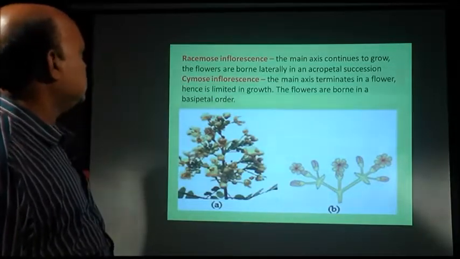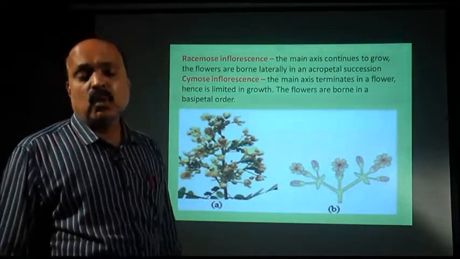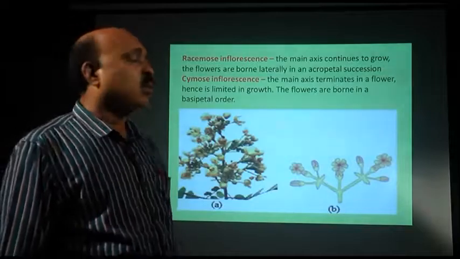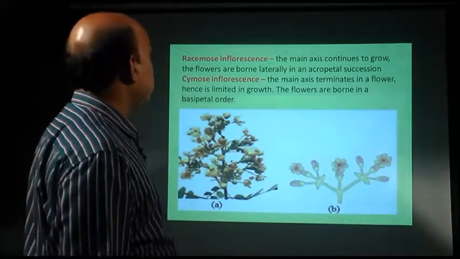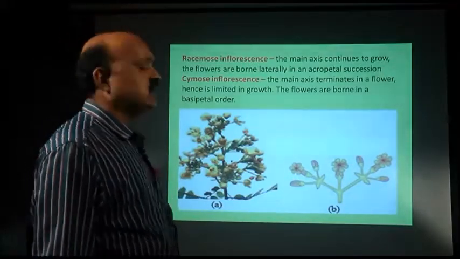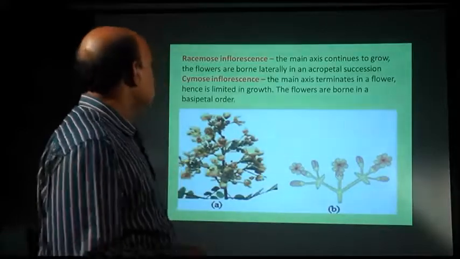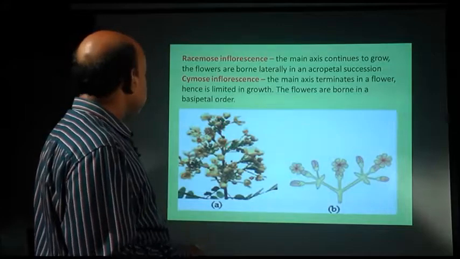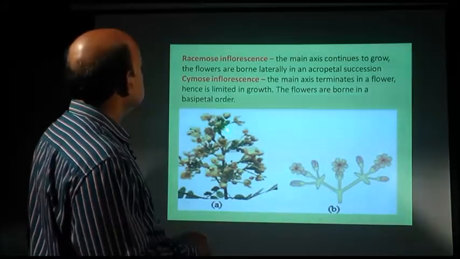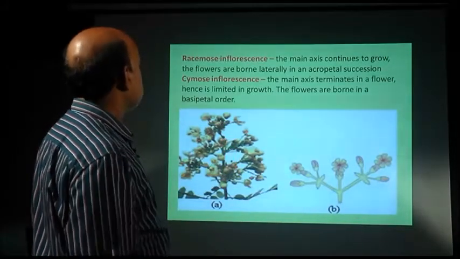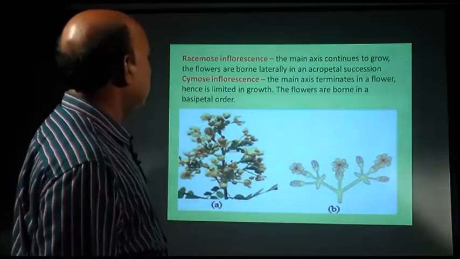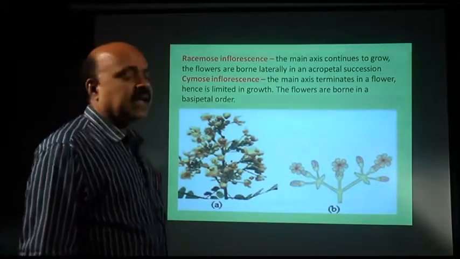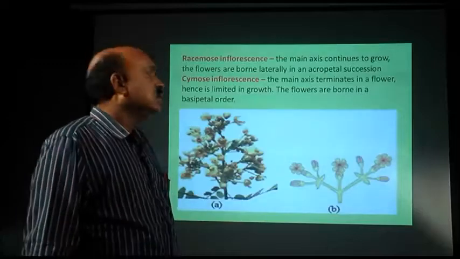Now the question is, acropetal means older at the base, that is, older florets or older flowers at the base and younger florets or younger flowers towards the apex. The axis is always continuous, so we call it unlimited or indefinite. In case of basipetal, it shows cymose.